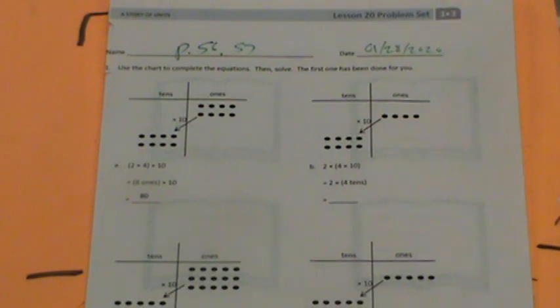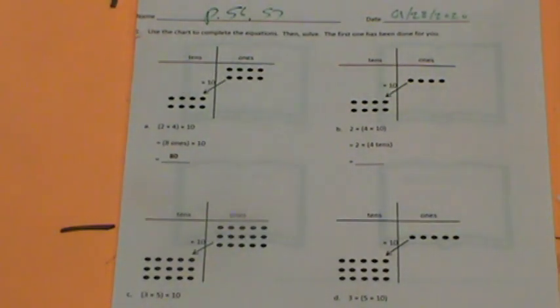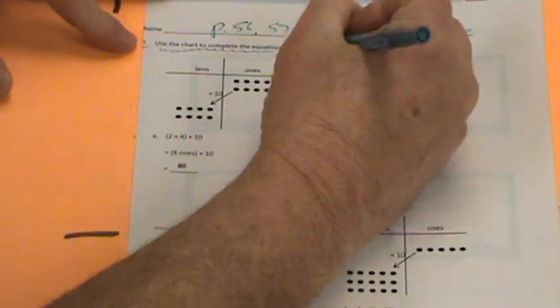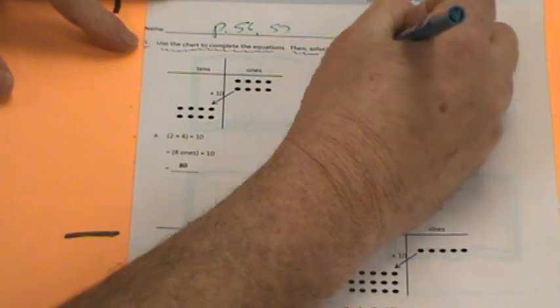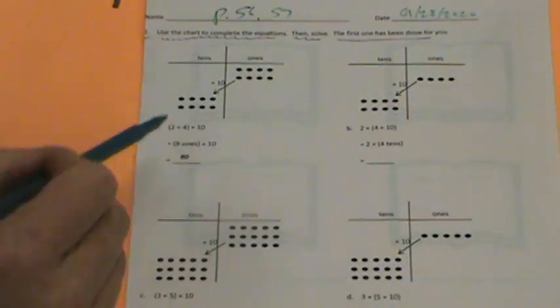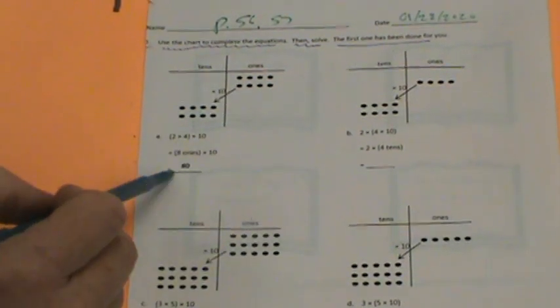So let's head right to our math. Gonna get out a smaller pen. Let's read our instructions. It says, use the chart to complete the equations, then solve. The first one has been done for you. Take a look at this. So we see that it's 2 times 4 times 10. We did 2 times 4, multiplied it by 10, and we got 80.